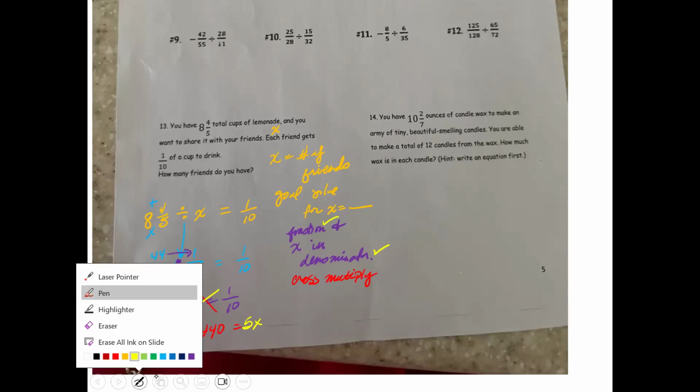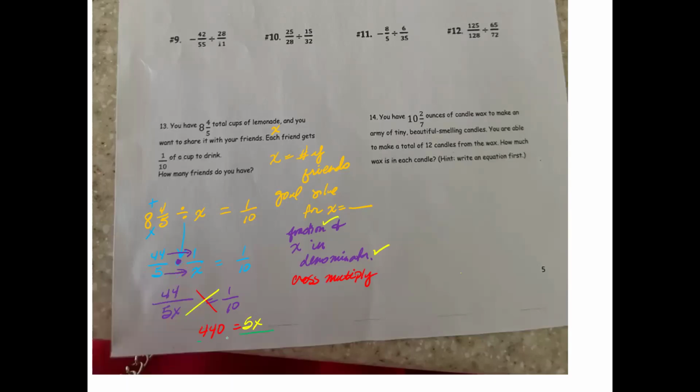Now you don't have a fraction anymore, right? And the x is not in the denominator, so we don't need to worry about that anymore. So what do you do with that 5? What's the opposite of a times? Let's divide it. 440 divided by 5 is 88. How do you know that? X equals 88.